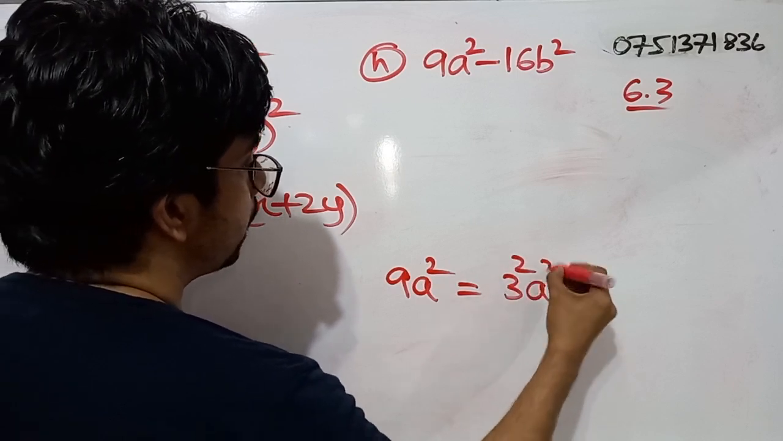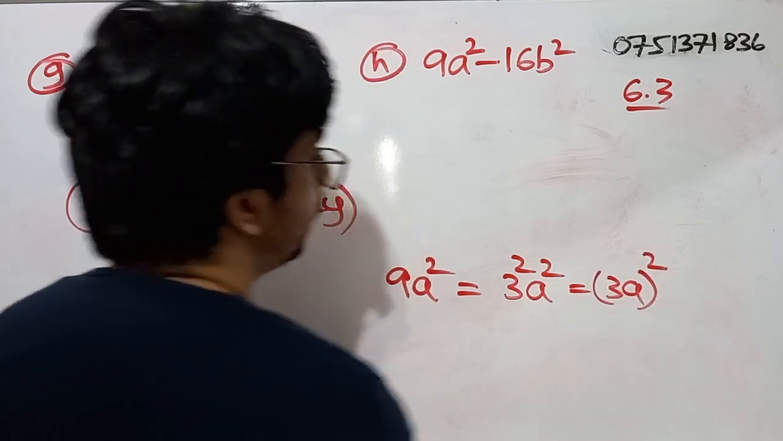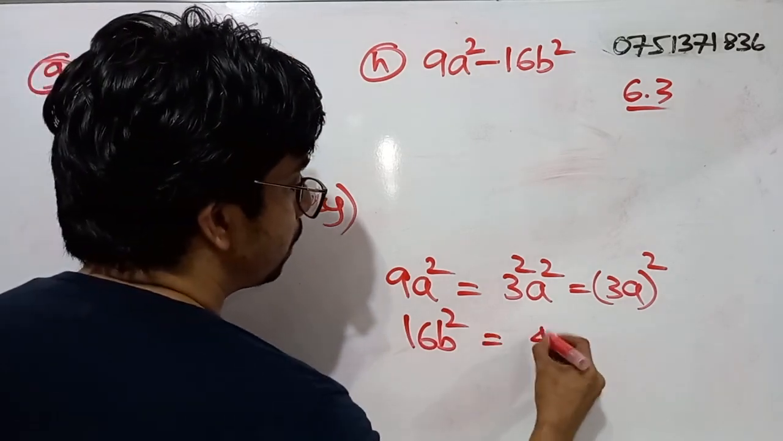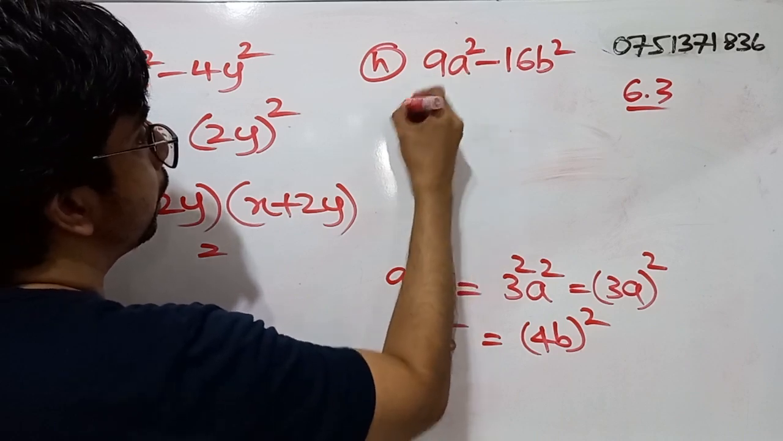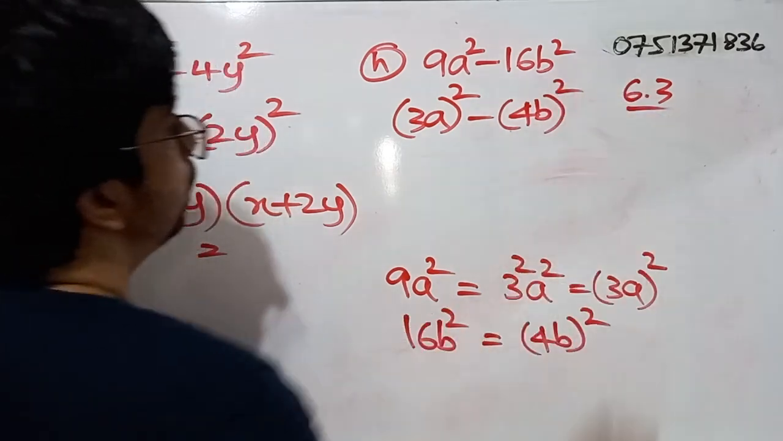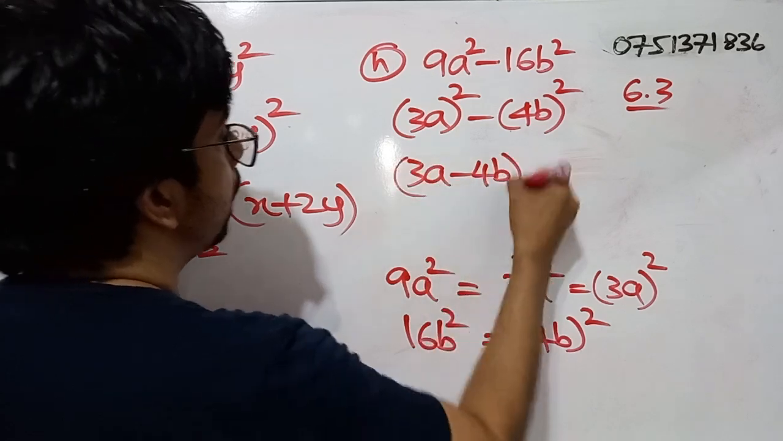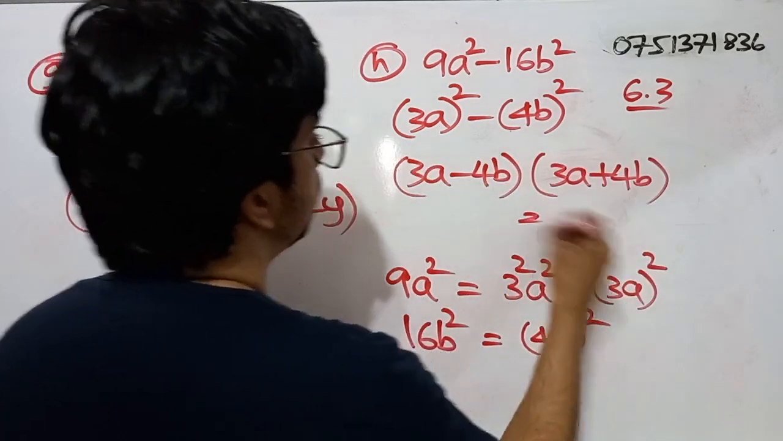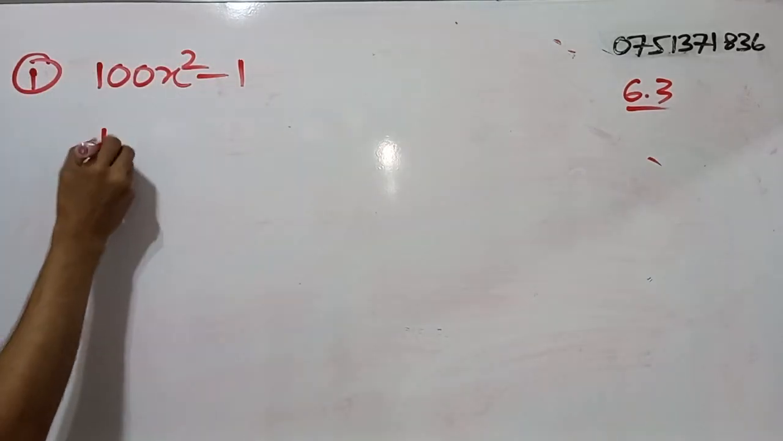3 squared a squared, and again we can rewrite that as what? 3a, the whole thing into the power 2. 16b squared, in the same manner we can rewrite that as what? 4b, the whole thing into the power 2. 3a, the whole thing into the power 2 minus 4b, the whole thing into the power 2. So that means 3a minus 4b and 3a plus 4b. That's the answer. Right. Here also we can rewrite this term as what?